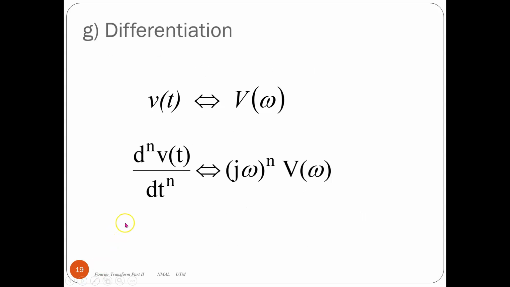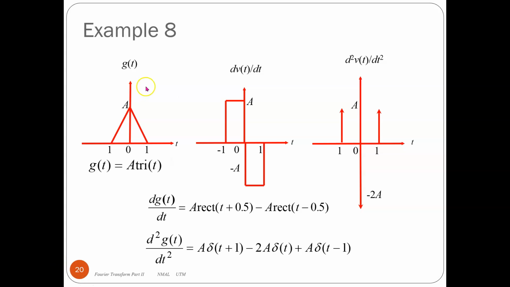Okay, and the next property is differentiation. We are going to finish all the properties in this video lesson first. For the differentiation, if there is a differentiation with n here, for the Fourier transform, it's just (j omega) to the power of n multiplied back by V(omega). Okay, let's say example 8, given g(t) as a triangle function, A tri(t), with the amplitude A.